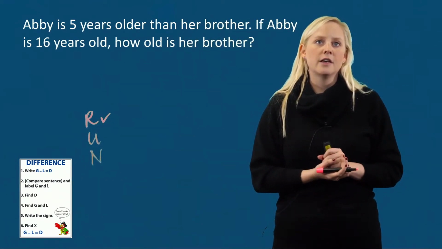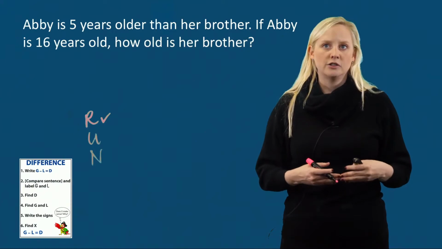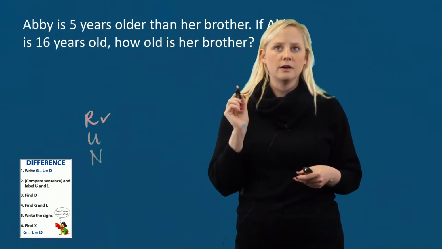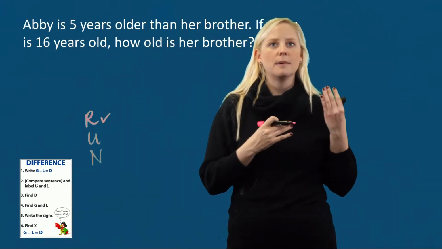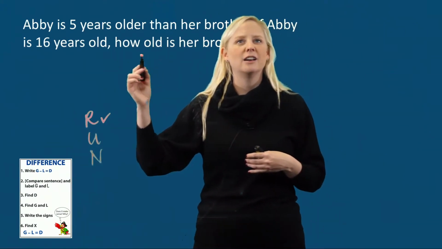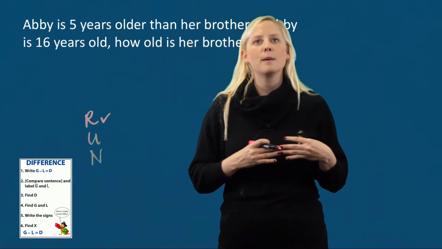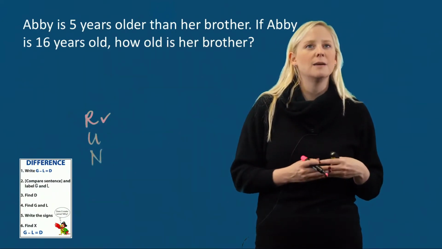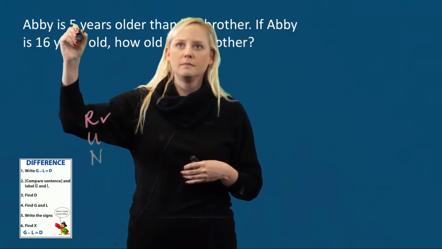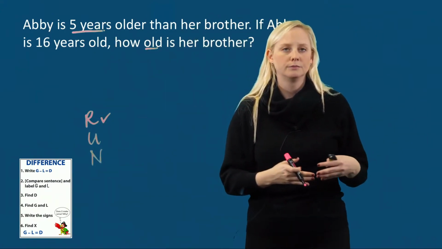The U stands for underline the label and cross out irrelevant information. I find the label usually in the question sentence. Here it says, if Abby is 16 years old, how old is her brother? But we know that when we're talking about years and age, we're talking about years old. We're not going to underline old by itself because that's not really what our label would be. Kind of like if we had a problem with money and we saw the word cost, our label would not say cost, it would say dollars. So here we're going to underline years and old because our label is really years old.